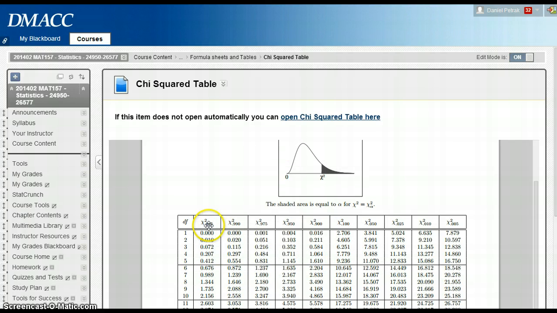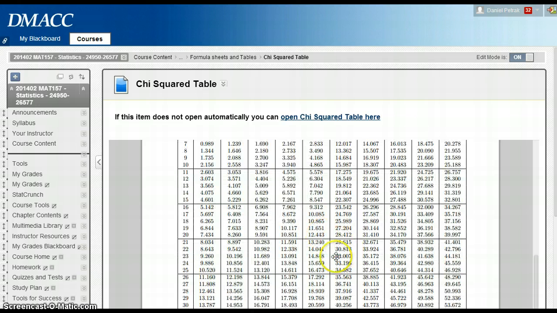So 0.995 is to the right, which means there's only 0.005 to the left. And this one is 0.99 to the right. This always gives us the area to the right, and these are the right tails. So 0.025 means only 2.5% to the right. So these would be the chi-squared values.